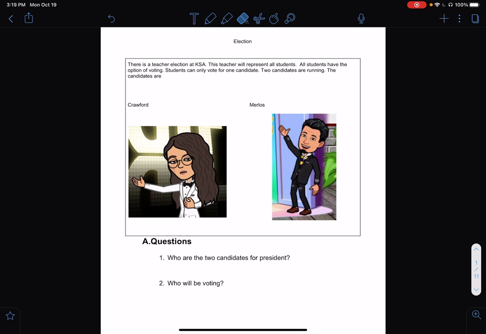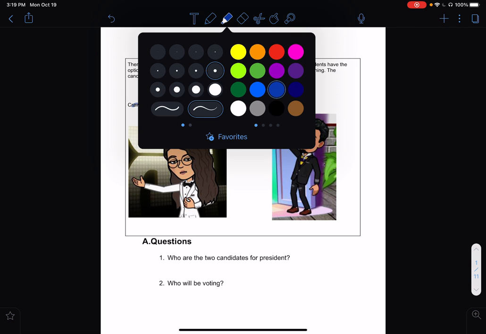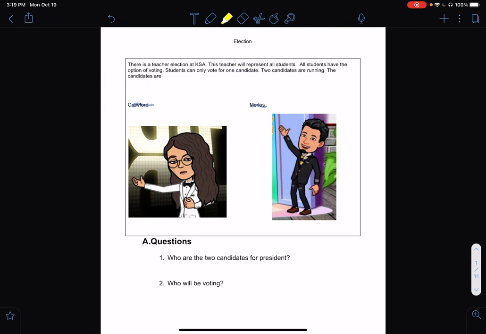It says here it is Mr. Merlos and Miss Crawford. We're both running. And then here it says all students have the option of voting. When we got to this question, a lot of students said Mr. Merlos or Miss Crawford, or someone said Ms. Lara, another person said Mr. Kanda. Now, I don't know where you got that from. So the answer was all students. The students are going to be voting.